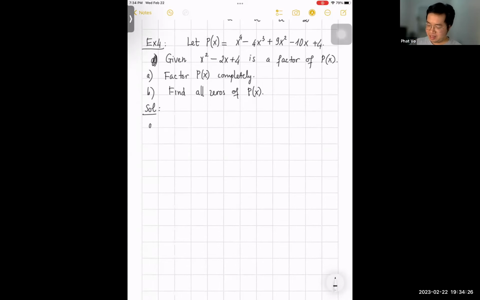Now we go to part A of this example. To factor here, we need to divide. Similar to example 3, we need to divide P(x) by x squared minus 2x plus 4 to find the quotient, and after that we can factorize. Here we have to divide it, right? Write the divisor on the left, and write the dividend on the right.